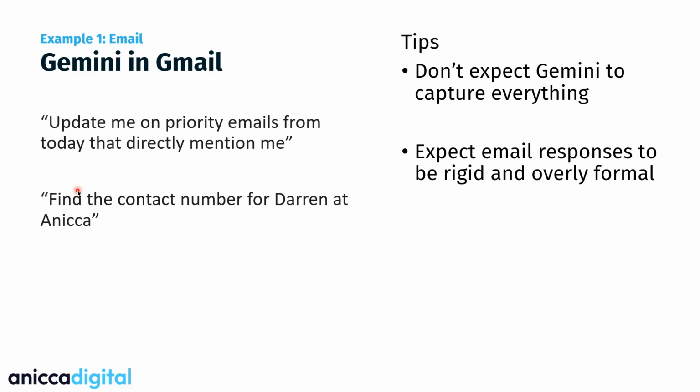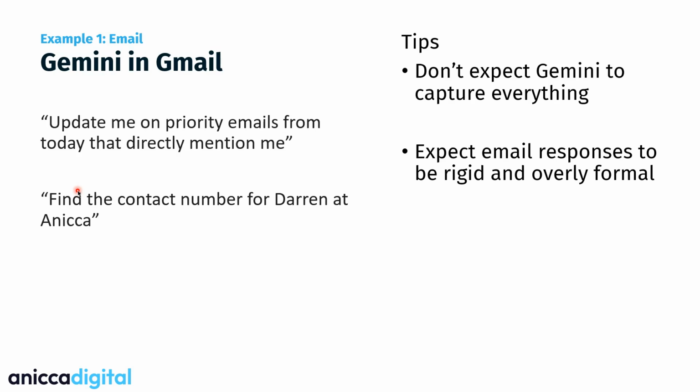I also use Gemini. I'm not going to go into this in a lot of detail, but Google has its own AI platform called Gemini, which you can click on the right if you've got a subscription to it. And I just ask it things like, update me on priority emails from today. Anything that mentions me that I might have missed or not replied to, put that in the response so that I can keep track of those things. It just allows me to keep track of it.